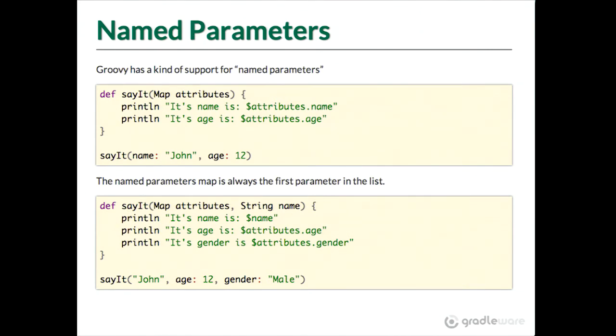It always has to be the first parameter in the list. So you can mix named attributes with unnamed attributes if the map is the first parameter in the list. So here I've got my attributes and I've also got a normal parameter called name. When I say it, I can call my unnamed parameter and my name parameters.